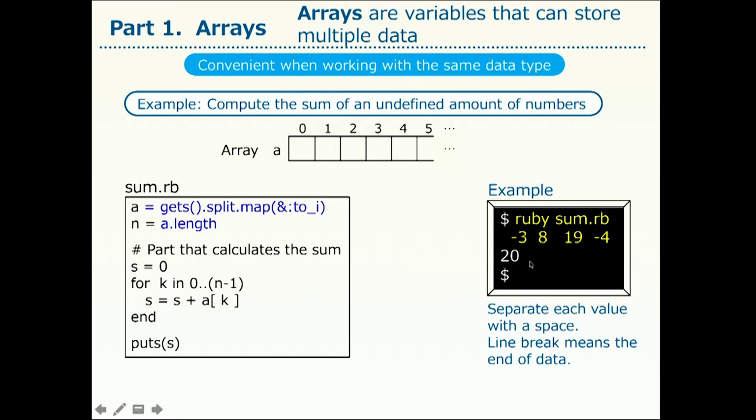Now let's look at the mechanism of the program. The part that computes the sum is roughly the same as before, but the input part is a little different. The first line is the input part. Actually, this line is the command to get the sequence of numbers that the human types on the keyboard and store them into the array A.